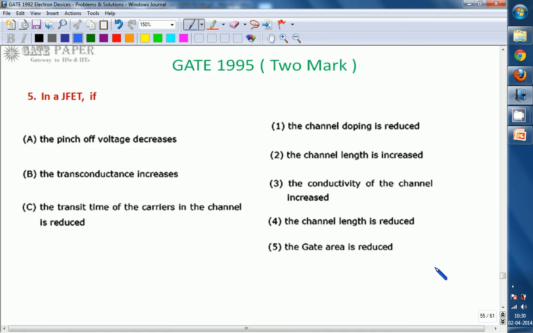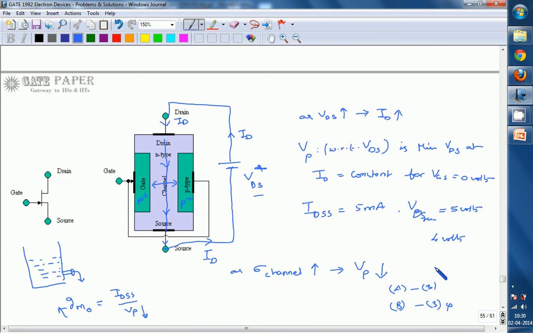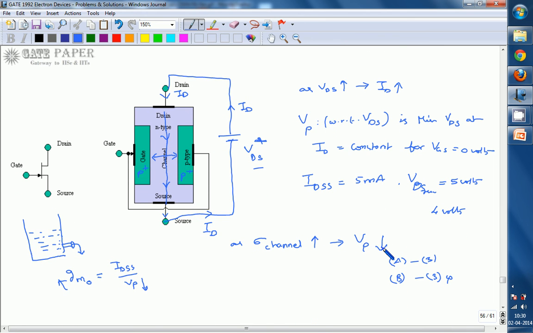transconductance increases if gate area is reduced. If gate area is reduced, you are making the channel region wider. A wider channel region means more current for the same voltage. So by that time transconductance is going to increase. So we can say that B has both options 3 and 5, and A also you can think 3 and 5, because for the same region VP is going to reduce.